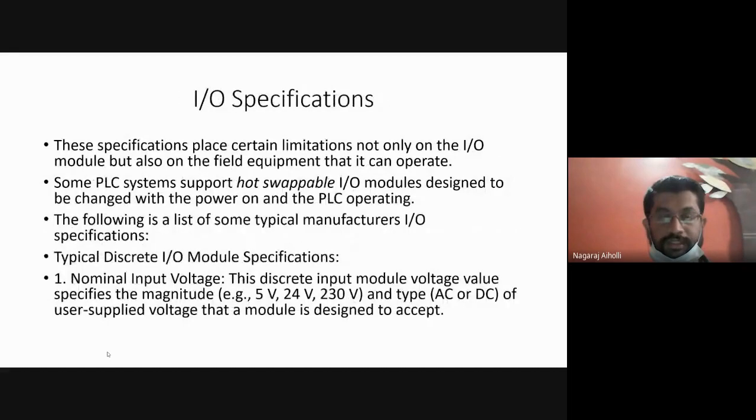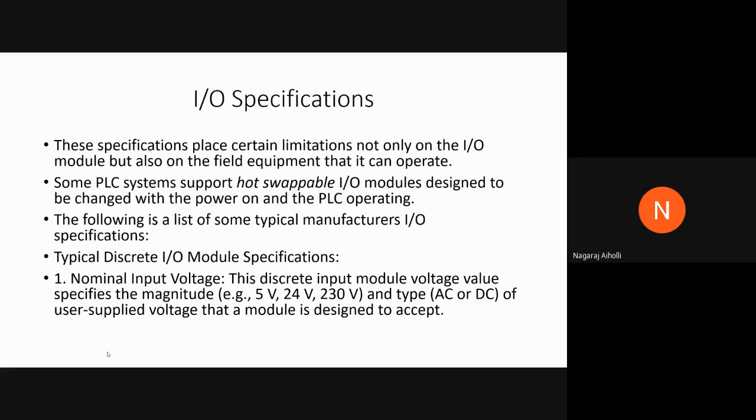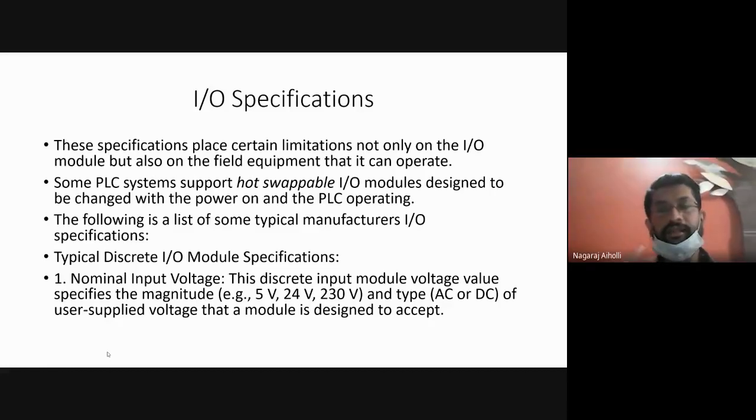Next, we will see some of the specifications or the ratings of the input output modules. These are called the IO specifications or the IO ratings. These specifications are certain limitations not only on the IO modules but also on the field equipment that it can operate. The meaning of limitations is, whenever it is a specification, it is not only meant for the input output module, it is also meant for the field equipment. That is the meaning of the limitation that is being set by the specifications on the IO modules and also on the field equipment.